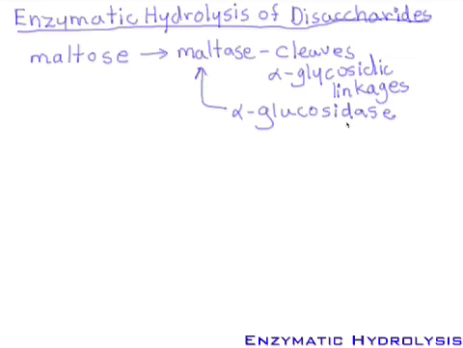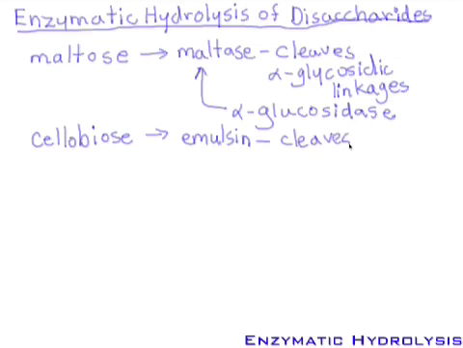Okay. Cellobiose, on the other hand, can be cleaved by an enzyme called emulsin. And you can guess what it cleaves. It cleaves beta-glycosidic linkages.